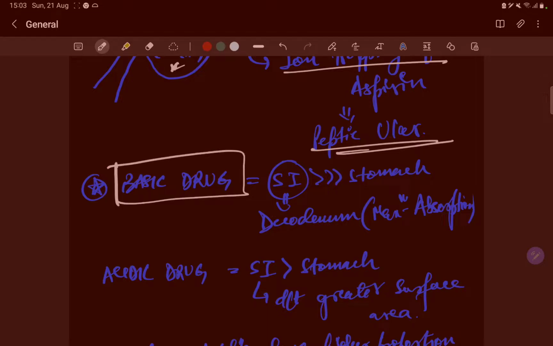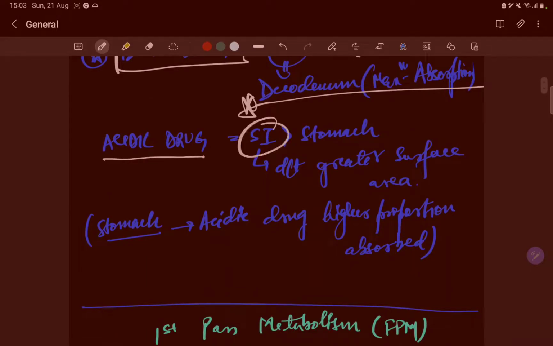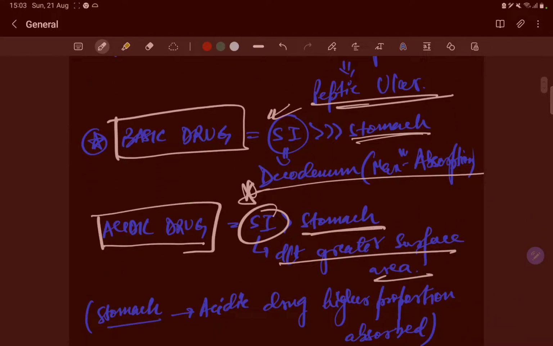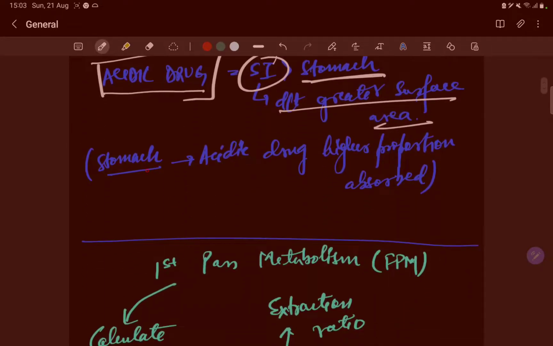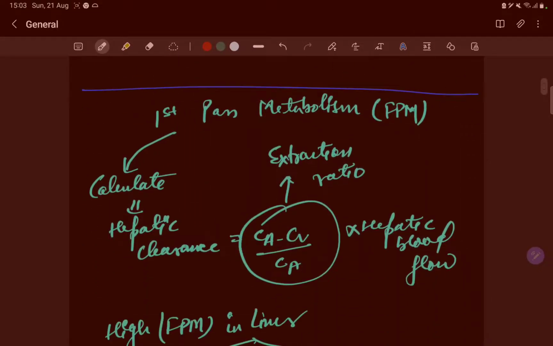Now the basic drug is more absorbed in the small intestine, the maximum in the duodenum than the stomach. Now acidic drug is also more in the small intestine due to greater surface area than the stomach. So again, both basic and acidic drugs are absorbed in the small intestine more than the stomach. Very important question. Now in the stomach, for acidic drugs, a higher proportion is absorbed, because the medium is the acidic medium, right?